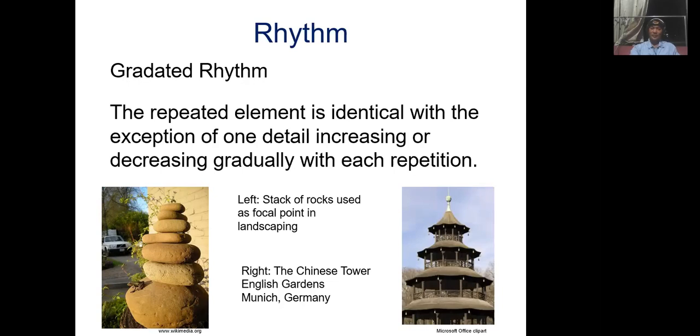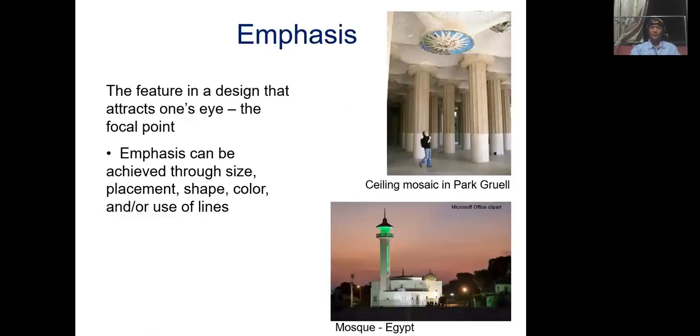Okay, then we have, so it's also evident in roofs, especially with the Japanese or the Chinese styles of temples. You can see that kind of rhythm. Okay, let me pause for a while.